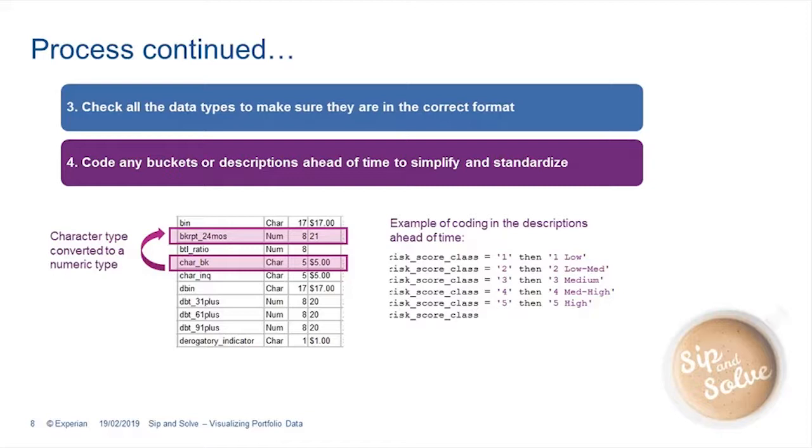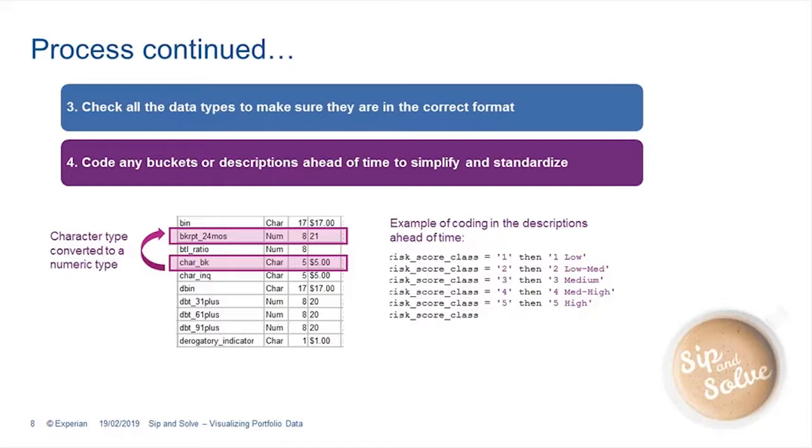Code out any buckets or descriptions. This generally allows for a more compact summary table, so that your end table is smaller and can be read more quickly by your program, and better standardization. This can usually be done in your visualization software, but I really find it much easier to do it ahead of time. Plus, then it's repeatable because you can copy and paste that code later.